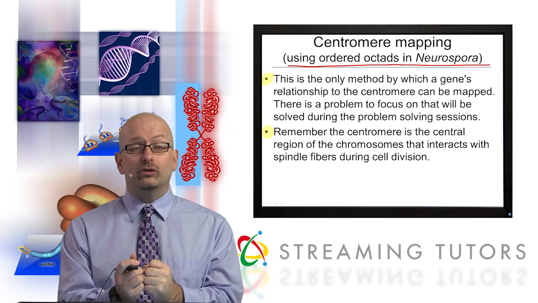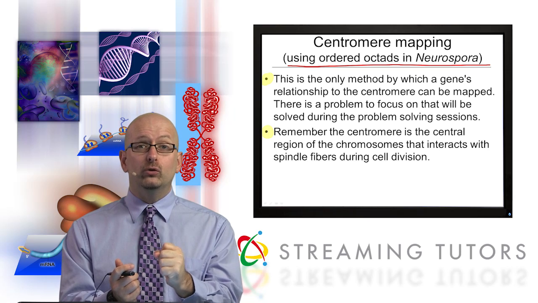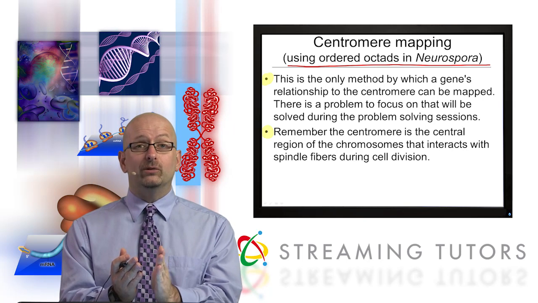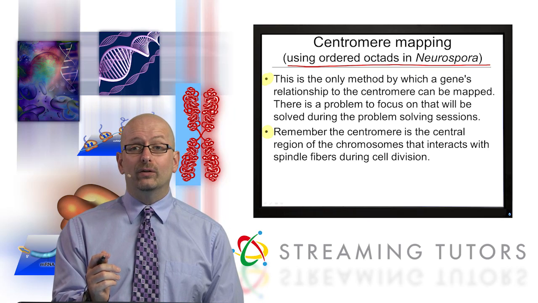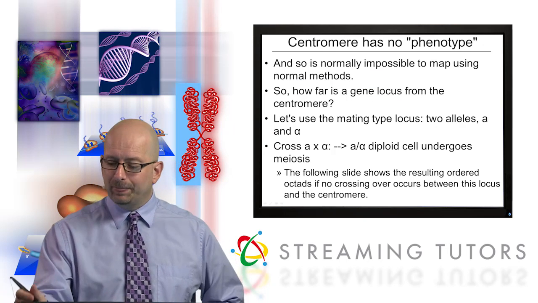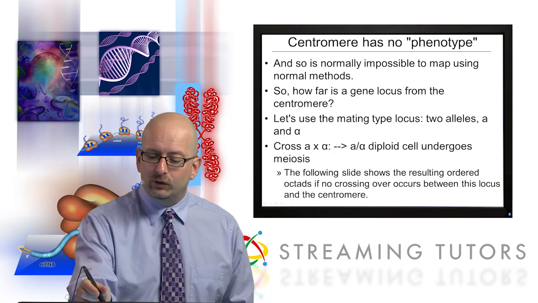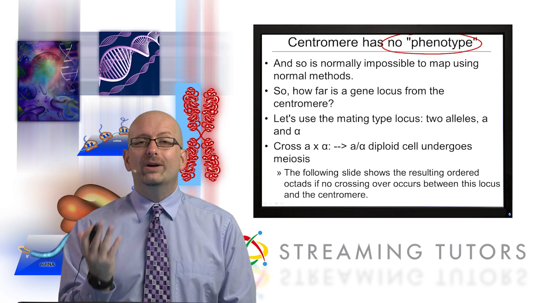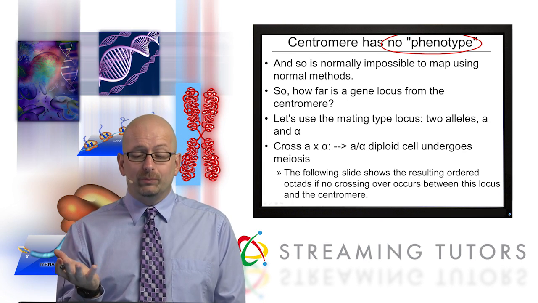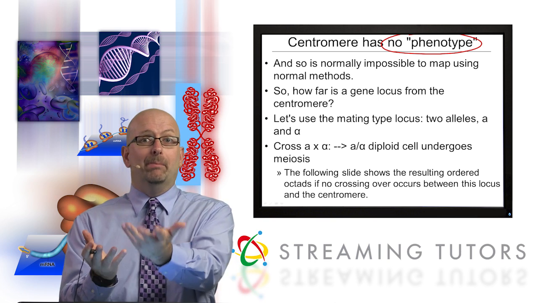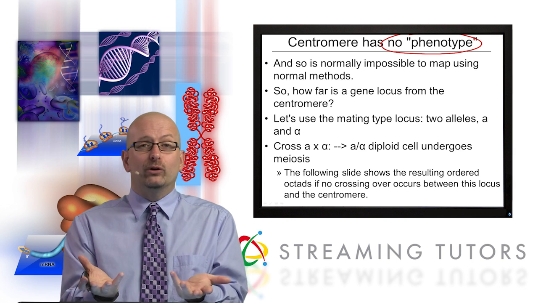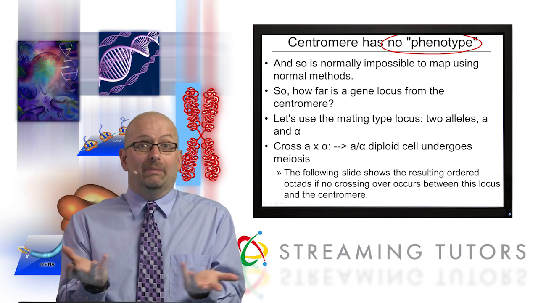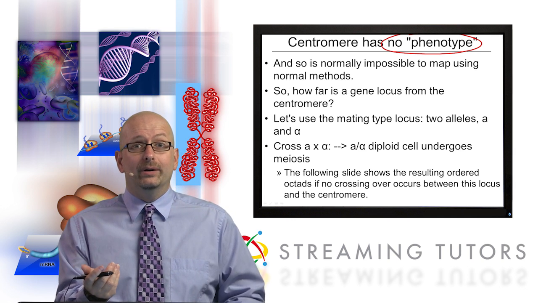This is why it's challenging, but you could imagine it is also useful to know a gene's position with respect to the centromere, and this is the only way to figure that out. So, just to reiterate, the reason this is challenging is because the centromere has no phenotype. There's not like big centromere, little centromere. You can't see them in the offspring. Every chromosome has a centromere, but they're the same in every one.